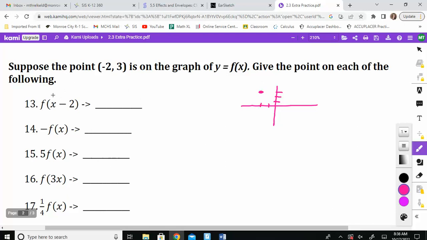Okay, if I say f of x minus 2, what will that do to my graph? Right 2. So if I move -2, 3, right 2, where does it go? 0, 0.